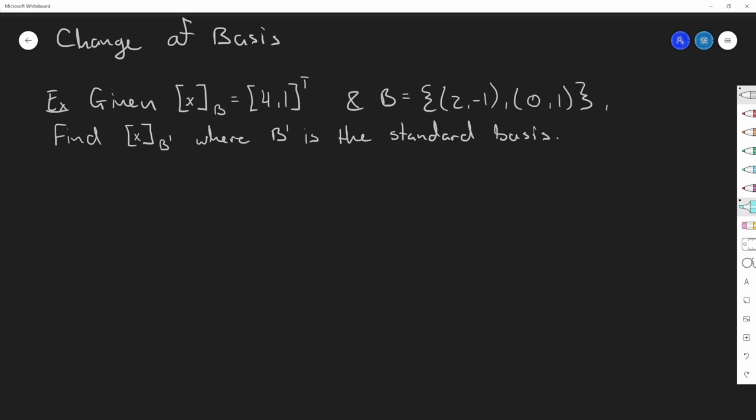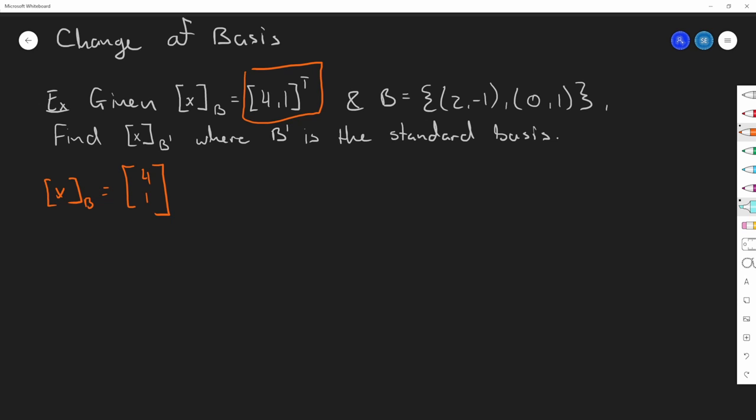So the first part is to figure out this (4, 1) transpose. Well, this is pretty much saying that it's equal to (4, 1) because it's the transpose. That's pretty much it.